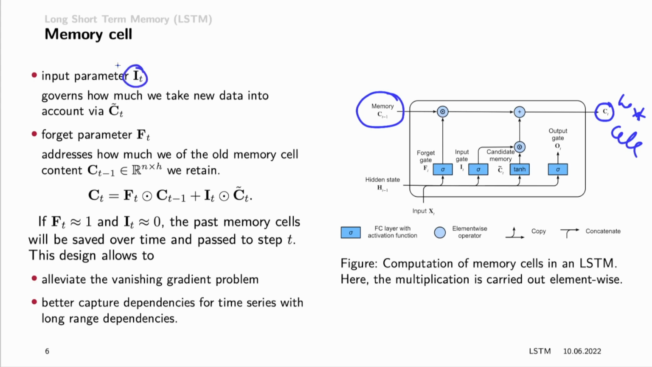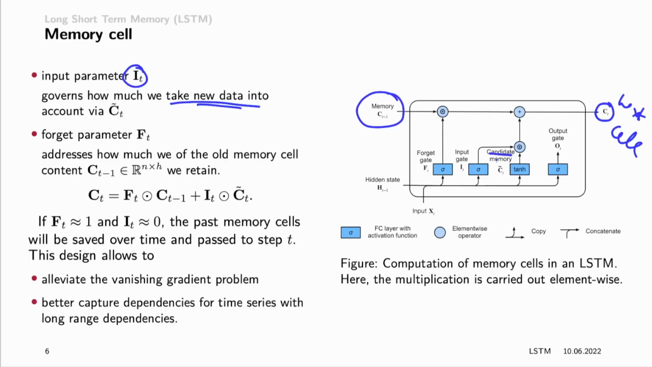So how is it computed? Well, our input parameter to the memory cell is, on the one side, the input gate. This governs how much we take the new data into account. And how do we take new data into account? Well, via our candidate memory. Candidate memory is computed using information from xt, our current inputs. Our forget parameter ft addresses how much of the old memory cell, Ct-1, will be retained or forgotten.